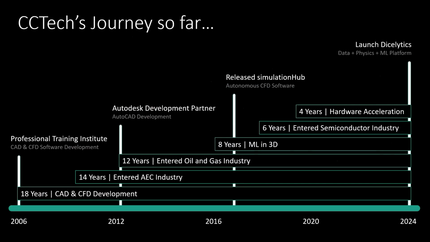Then let's talk about the journey of CCTech. We started working in 2006 and until now we have been in the industry for 18 years. We started our journey with CAD and CFD development, then we entered into AEC. For the last 12 years, we have been working in oil and gas and energy, where we have developed solutions for data analytics, discrete fracture networks, and data extraction platforms. Then we also started our work in ML in 3D. Recently we also started working in the semiconductor industry, and now we are also working on the hardware acceleration part.